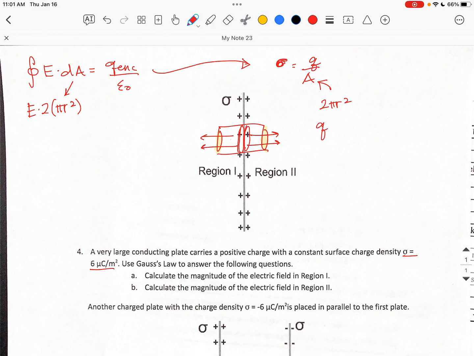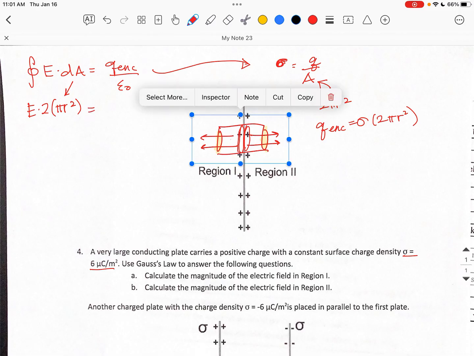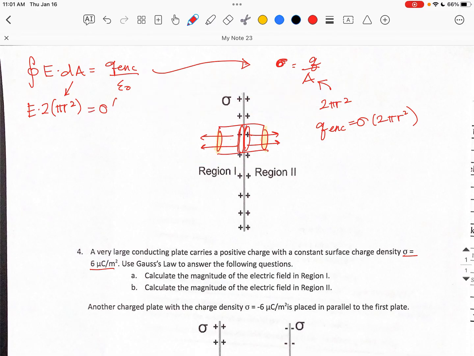You're going to notice this for charged planes: the area always ends up canceling out. When I plug in this expression to my Q enclosed, that ends up canceling out, and I have an electric field of sigma over epsilon naught.